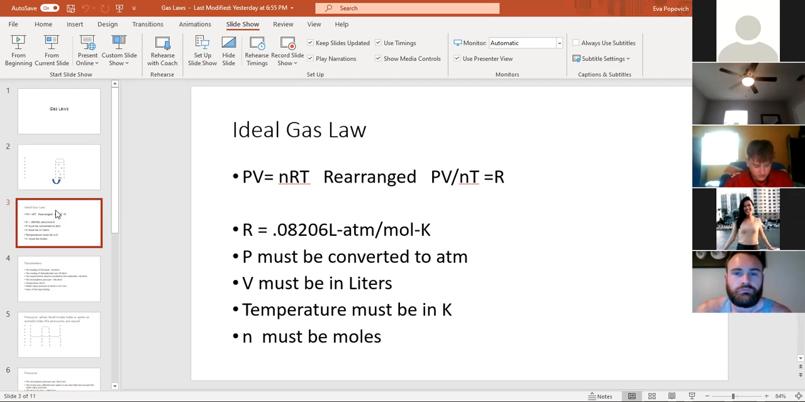The trouble is, when we're doing this experiment, we can't measure everything directly. The only thing that actually is measured directly is the temperature, and that has to be converted by adding 273 to it.